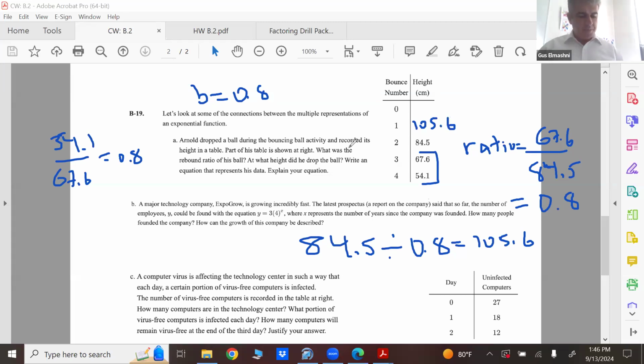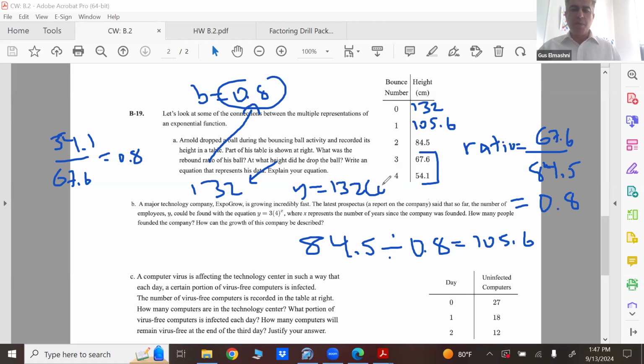If I divide again, you get 132. Okay. So the rebound ratio right here, the height, gives an equation: y equals 132 times 0.8 raised to the x power.